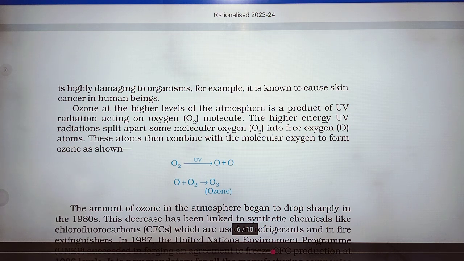Firstly, the higher energy UV radiation splits apart some molecular oxygen into free oxygen atoms, and these atoms combine with molecular oxygen to form ozone.